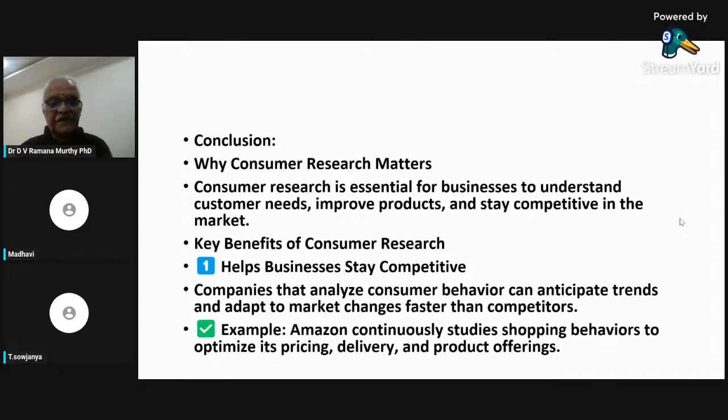For example, here Amazon continuously studies shopping behaviors. That is why they optimize their pricing, delivery, product offerings. They announce certain important dates and seasons for discounts and all. How do they know all these things, and how do they capture customer preferences? Yes, they study in order to help themselves to stay competitive with the competitors.